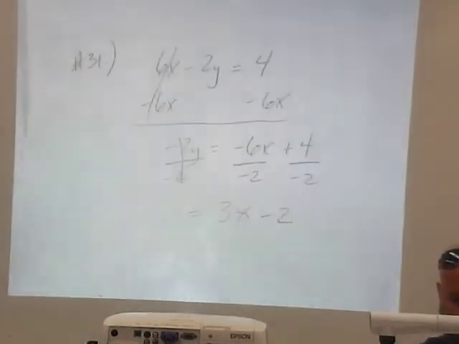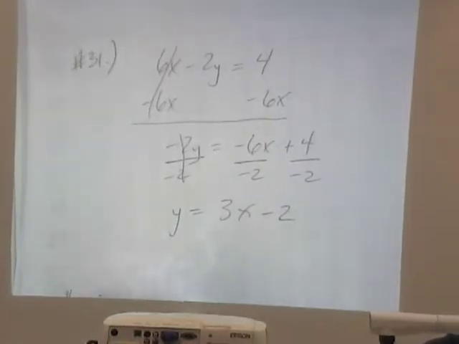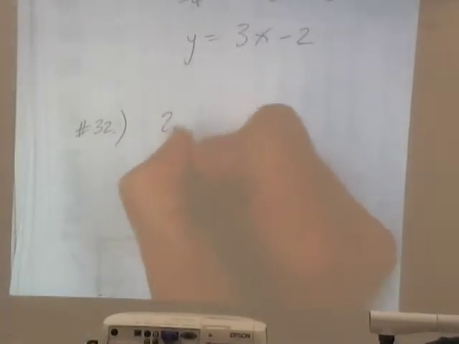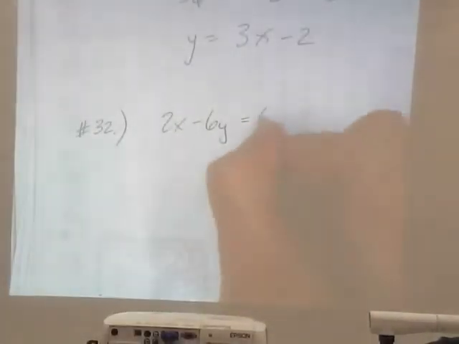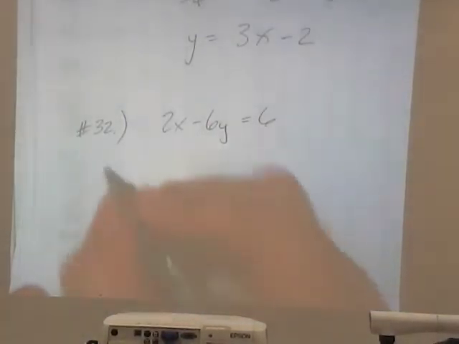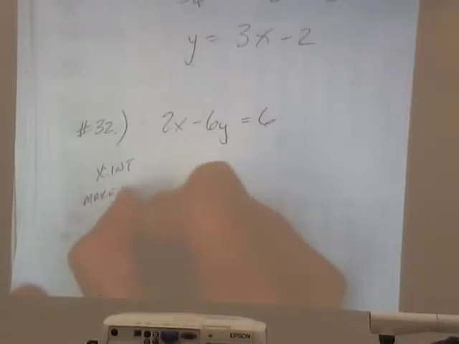All right, 32. It says, give the x and y intercepts. So the 2x minus 6y equals 6. So how do we find the x-intercept? Yeah, we make the y equal 0. Very good. So if we want to find the x-intercept, make y equal 0.